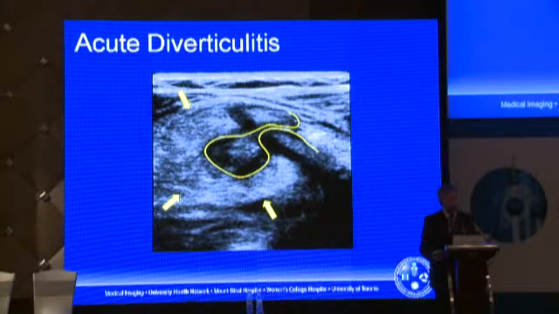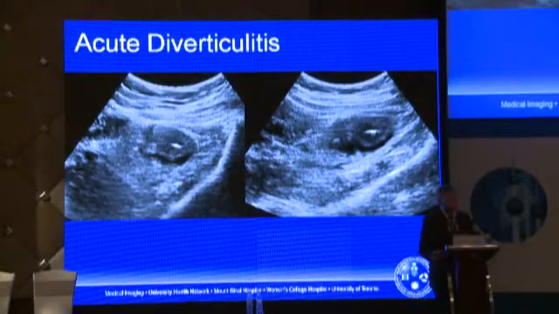And this is a particularly good image. You can see how close we are. We're using a high-frequency curvilinear transducer. So I'm not advocating that you image acute diverticulitis always with ultrasound, but the fact is, at least in our practice, ultrasound is often the first test. So it's very nice if you can confidently make the diagnosis.